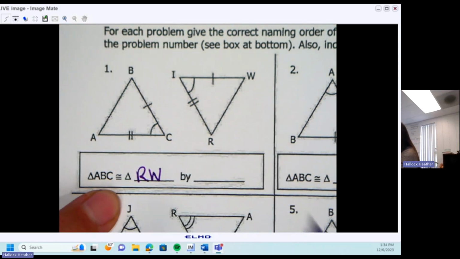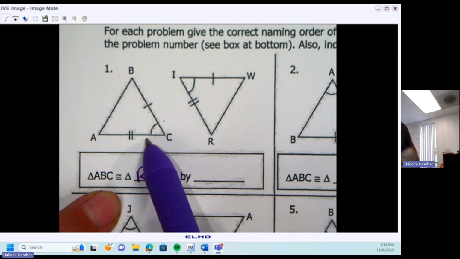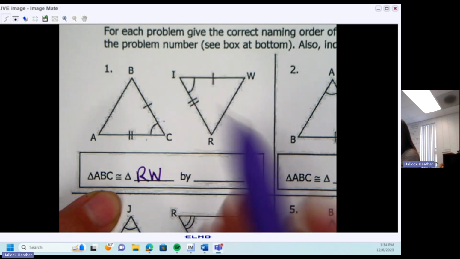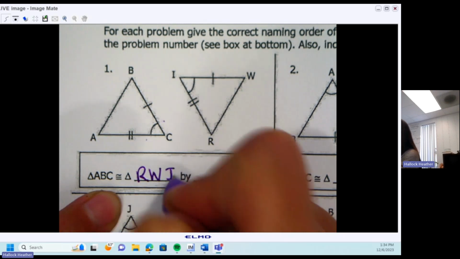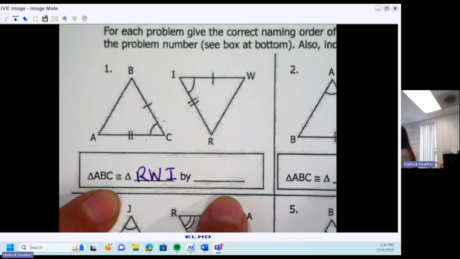C has one arc mark, so C is obviously going to match with what? I. Now we have to pick the theorem. It says by blank. Is this side, side, side? Is it angle, side, angle? Is it, I don't know, hypotenuse, leg?